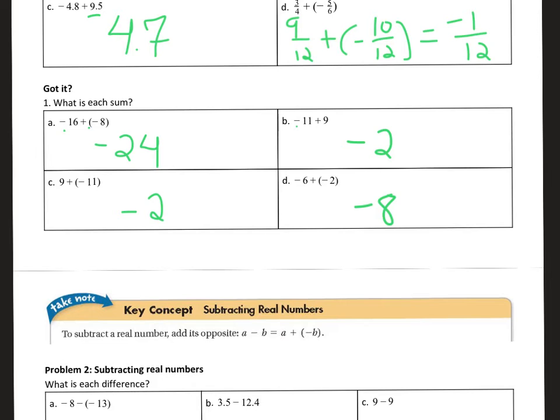And then C, same as B, just flipped around. Opposite signs, subtract. Keep the sign of the number with the bigger absolute value. And then D, same sign, add them together. 8. Keep the signs of both numbers if they're both the same sign. So that's negative 8.